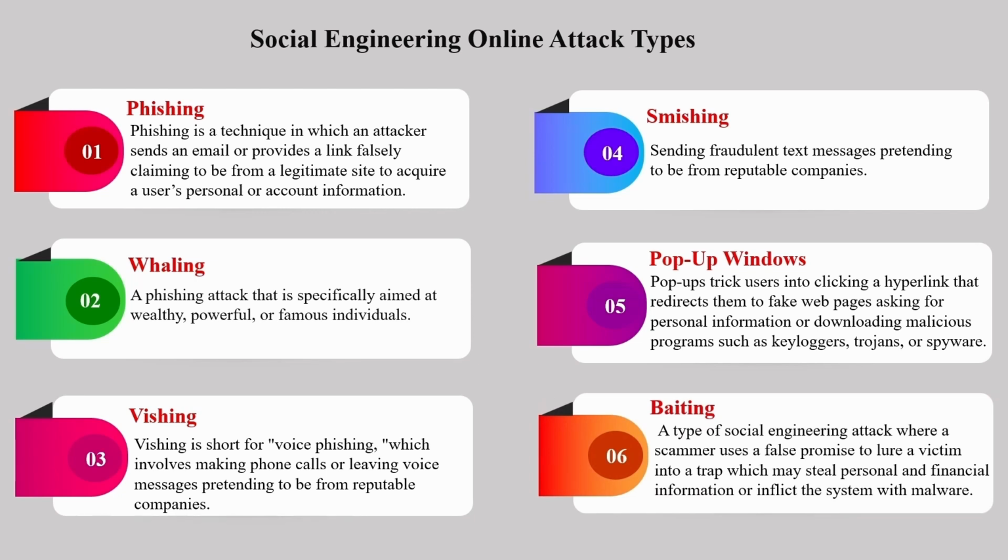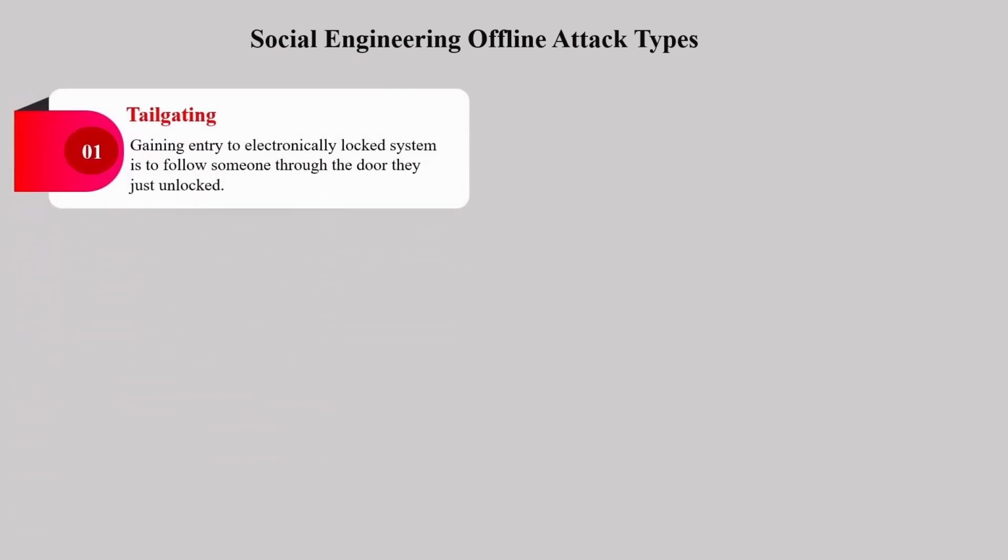Number 6 is baiting, a type of social engineering attack where a scammer uses a false promise to lure a victim into a trap which may steal personal and financial information or infect the system with malware. Now let's see the social engineering offline attack or human-based attack. The first one is tailgating. Gaining entry to an electronically locked system is done by following someone through the door they just unlocked.